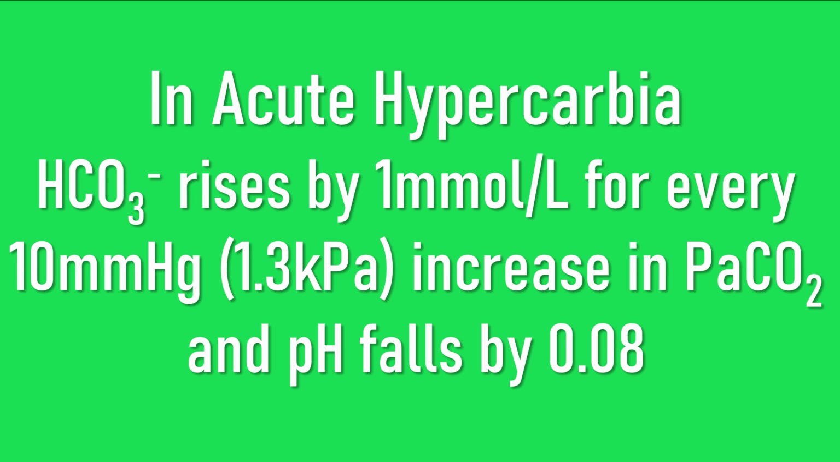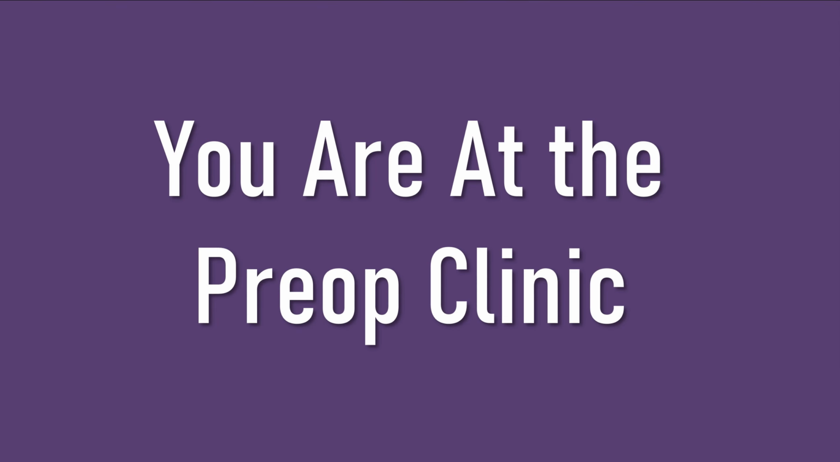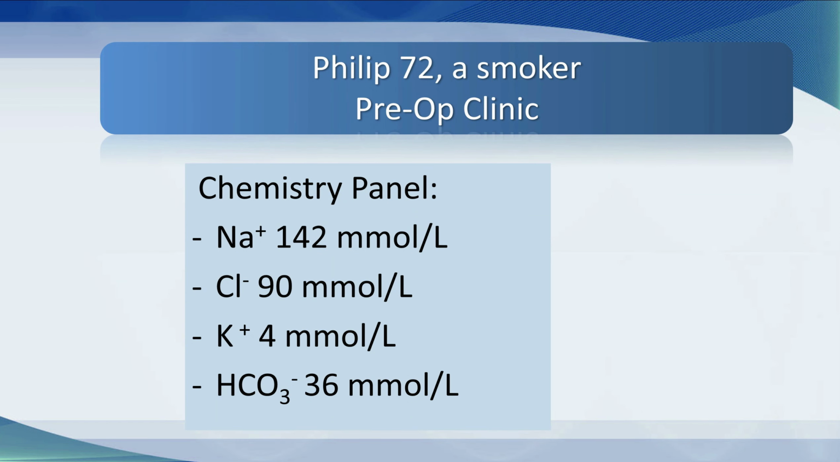Let's look at another patient who's at the pre-clinic. And this is Philip. He's a smoker, and he's arrived at the clinic, and all you have is a chemistry panel. And on this chemistry panel, there are 2 abnormalities. Can you spot them?